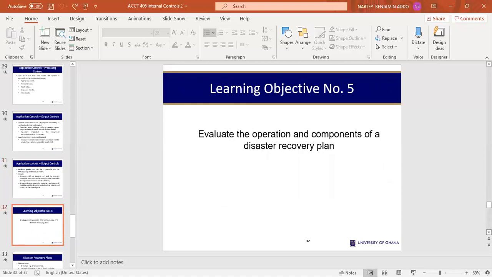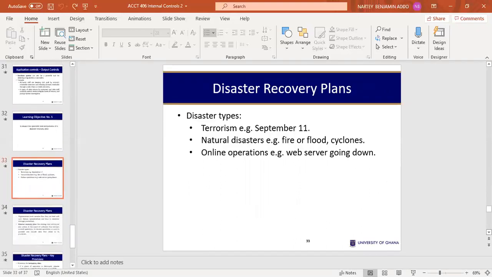Okay, so that brings us to that. Let's go to the recovery. I think in our last lecture, I spoke about recovery. So the organization must have plans towards disasters that are not controllable. For example, terrorism. We know what happened in the US, in the World Trade Center, on September 11, 2001. Natural disasters, fire, flood, earthquake, and so on, which you don't have control over.